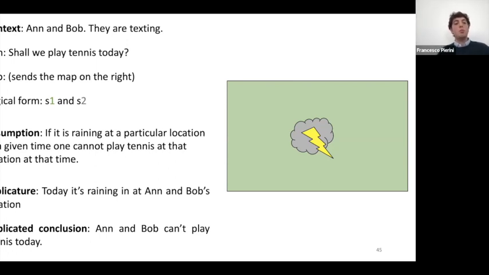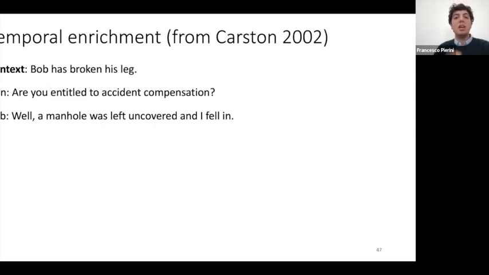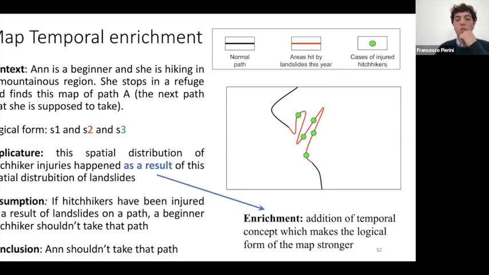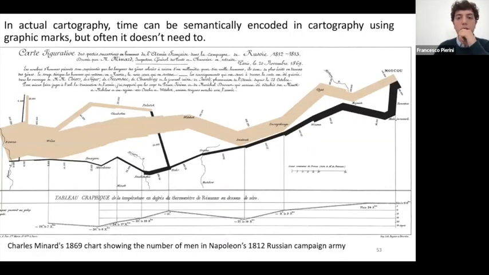So the explicature will be enriched so as to include the temporal concept. It would be something like, today it's raining at Anne and Bob's location, and this would generate the implicature that Anne and Bob cannot play tennis today. And so time is a very compelling case, I think, for maps, because maps tend to be in a way silent about the different times that can be assigned to different parts of the map. So this is another example of temporal enrichment, which we might go back to in the Q&A.